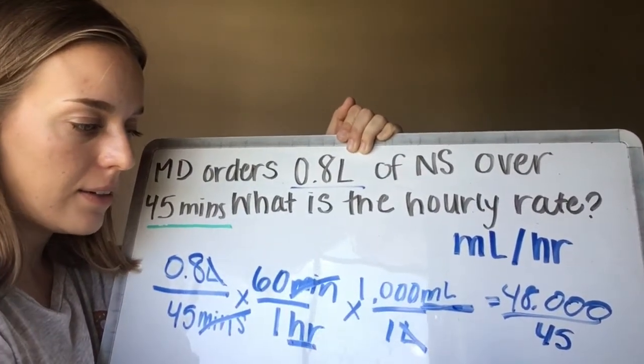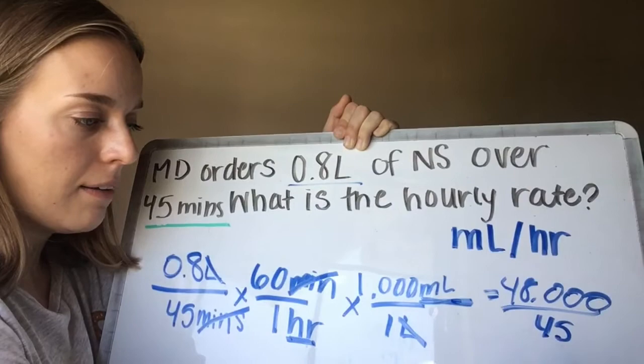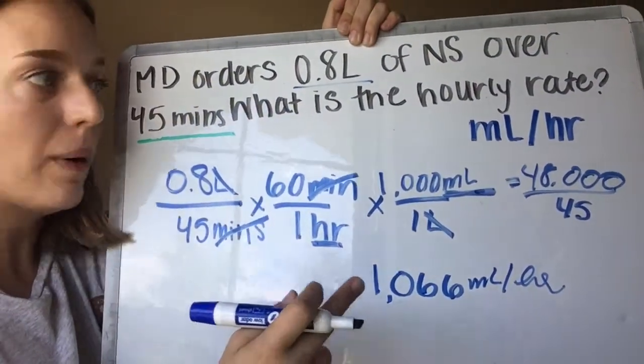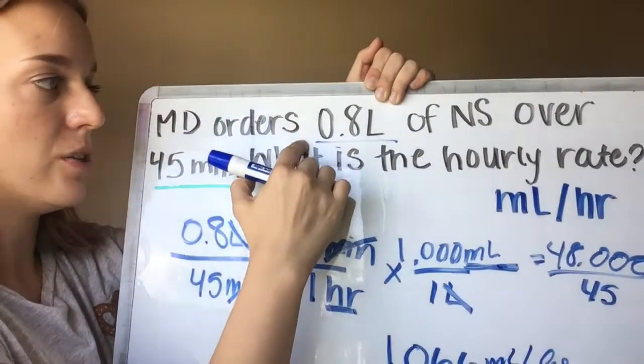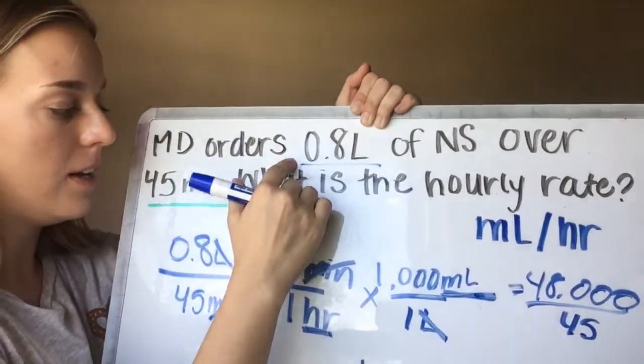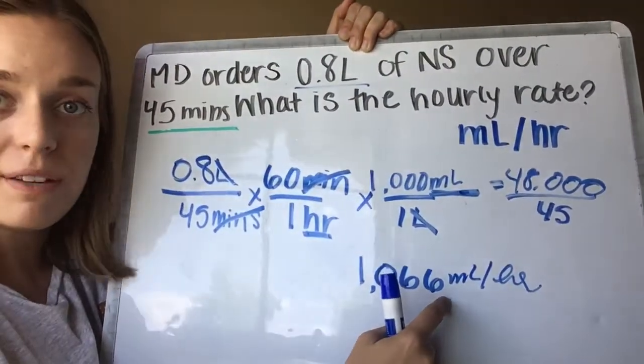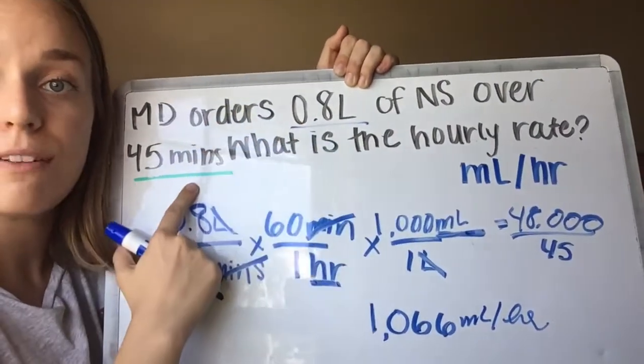And we know what our rate is. It's milliliters per hour. So this is what we would set the pump to if we had to set a pump to make sure the patient received almost a full liter in 45 minutes. And is it logical? It makes sense. It's going pretty fast because that's a large amount of fluid in 45 minutes.